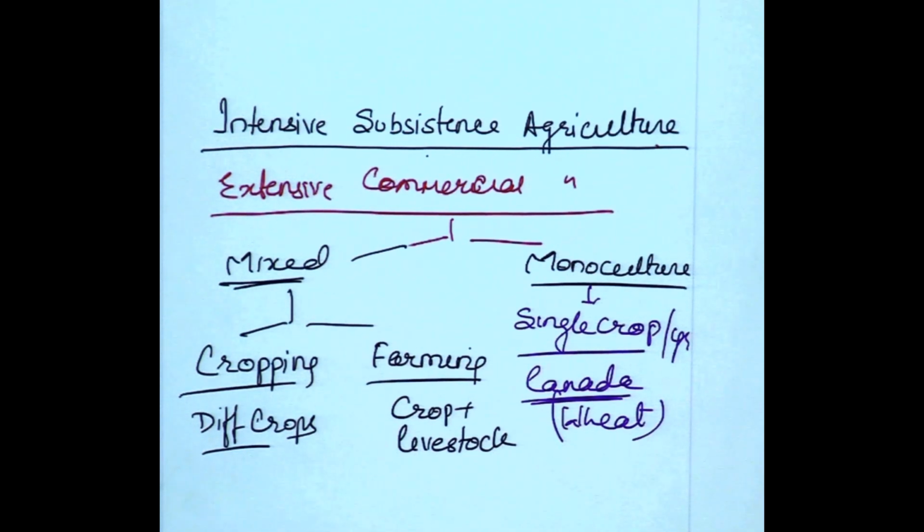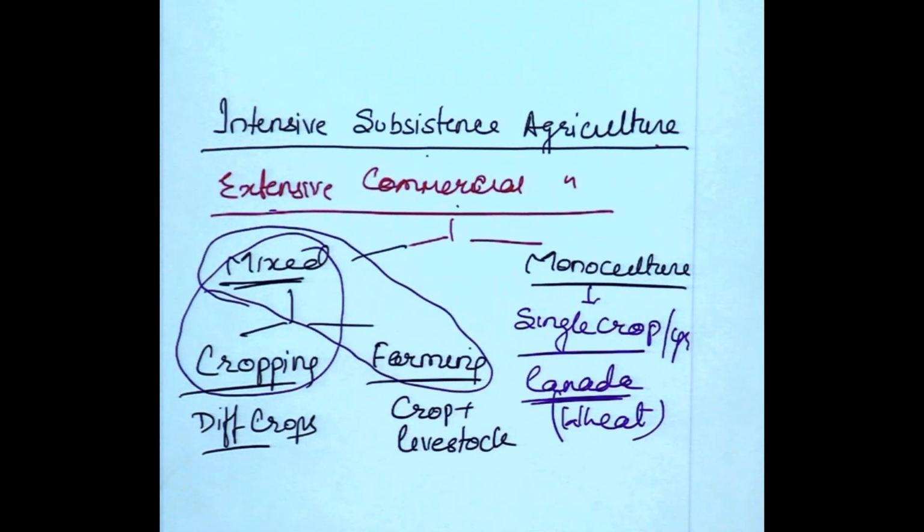So there are certain terms which are hidden in NCERT and we should be aware of it. So if I take intensive subsistence, I'm essentially talking about mixed cropping. But when I'm taking extensive commercial, I'm talking about mixed cropping as well as mixed farming. And it is not essentially mixed, it is also monoculture. Because in intensive subsistence agriculture, you are in much favorable natural conditions. Cultivable season prevails throughout the year.